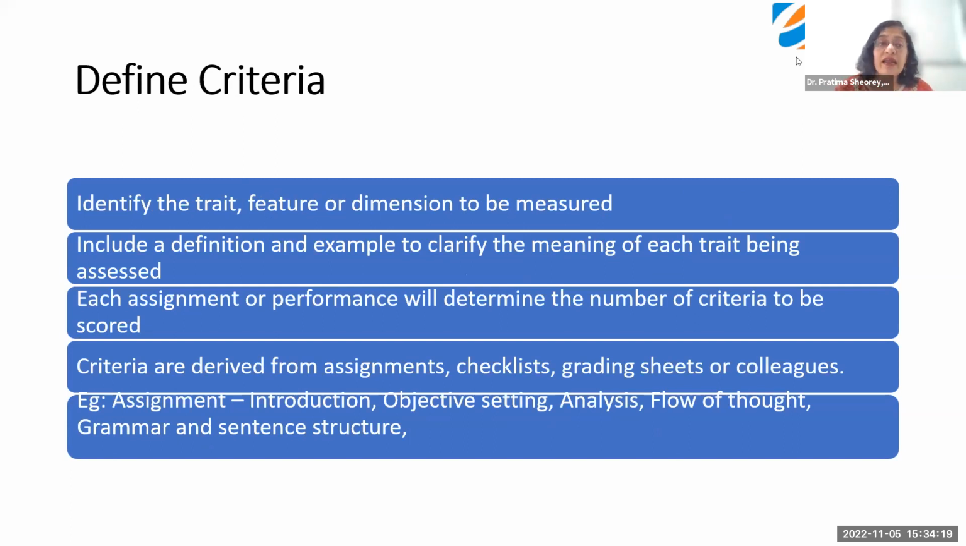So define the criteria, identify the trait, feature, or dimension to be measured. Do you want to measure analyzing? Do you want to measure remembering? Do you want to measure applying? What is it that you want to measure? Okay. Include a definition and example to clarify the meaning.